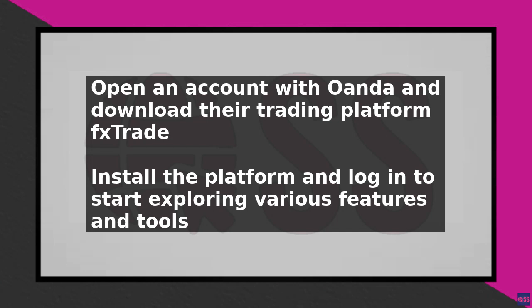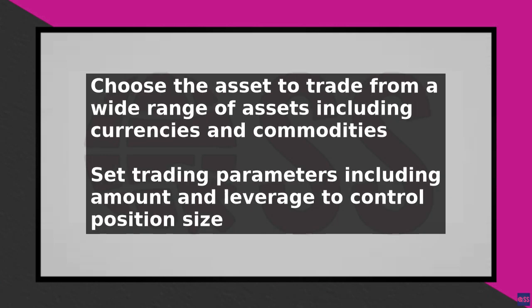The first step in day trading on Oanda is to choose the asset you want to trade. Oanda offers a wide range of assets, including major and minor currency pairs, commodities such as gold and oil, and indices such as the Dow Jones and the S&P 500. You can browse through the available assets and select the one that you are interested in trading.